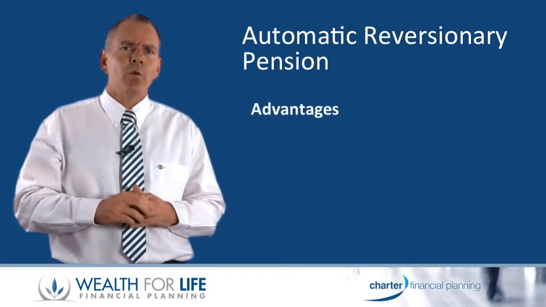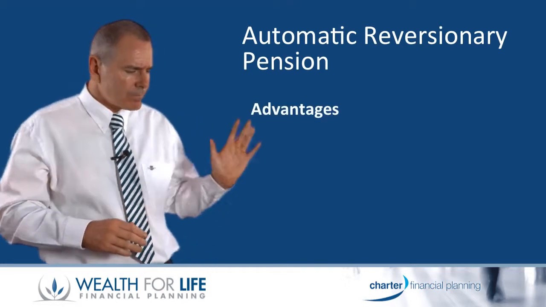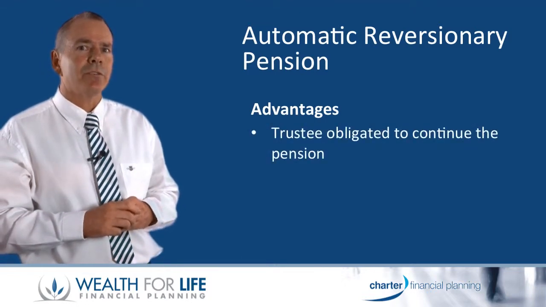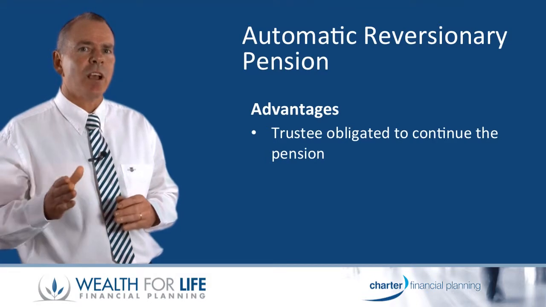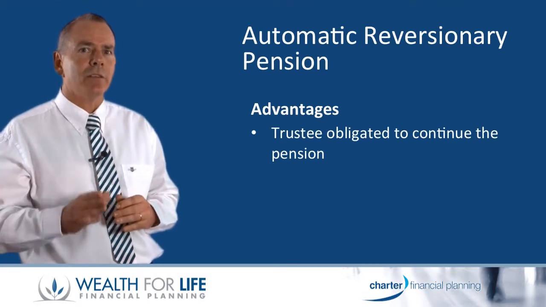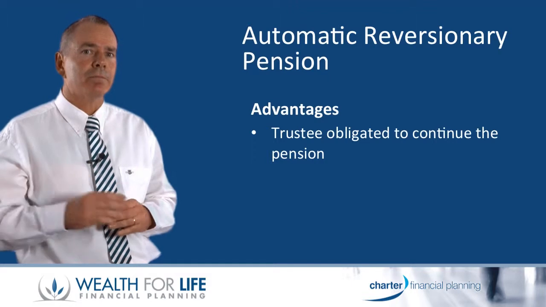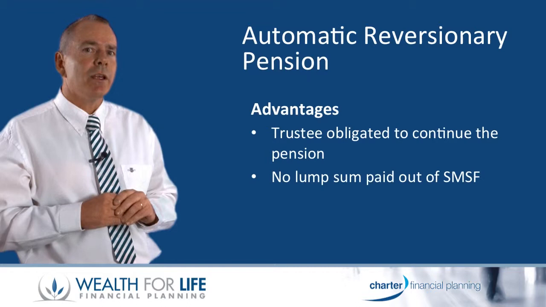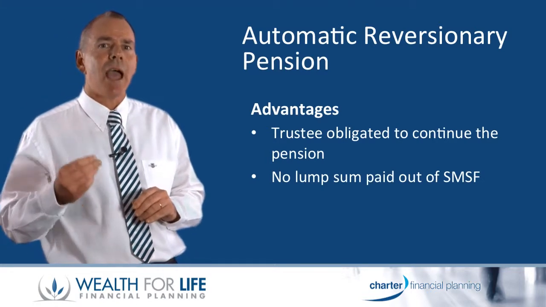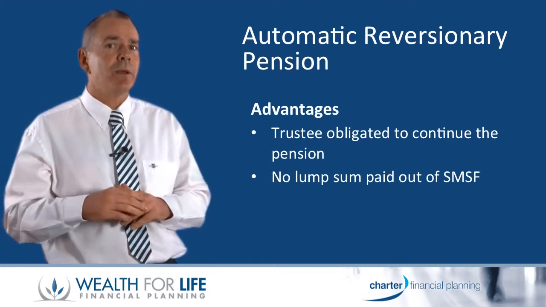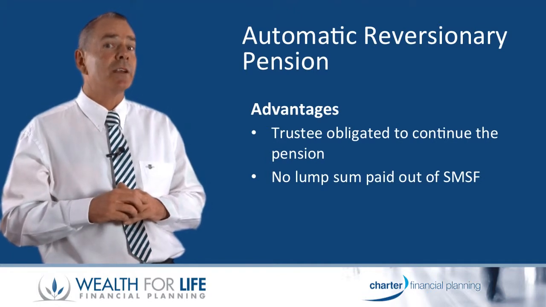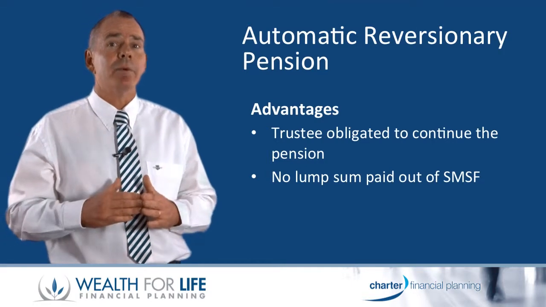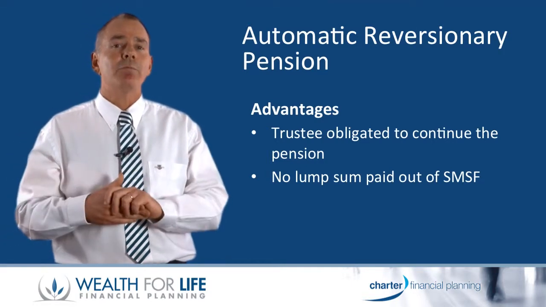Some advantages of an automatic reversionary pension are: provided the reversionary pension is eligible to receive a death benefit as a pension, then the trustee is obliged to continue the payment of the original pension. As the pension continues, there is no need to pay a lump sum tax out of the SMSF. Sometimes the beneficiary is not able to recontribute a lump sum benefit back into superannuation, resulting in it being taxable outside of superannuation.